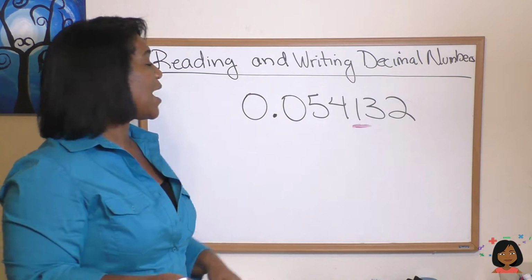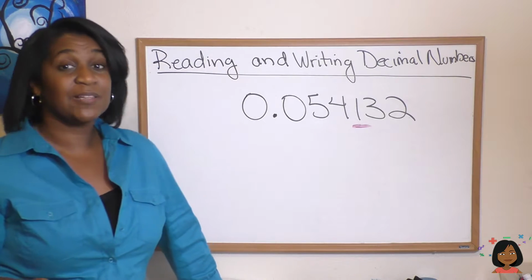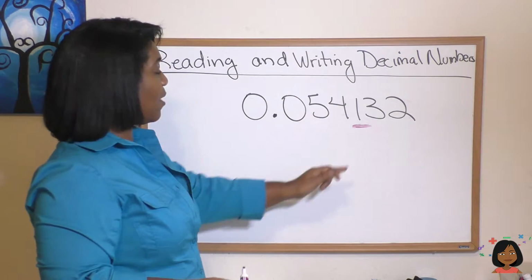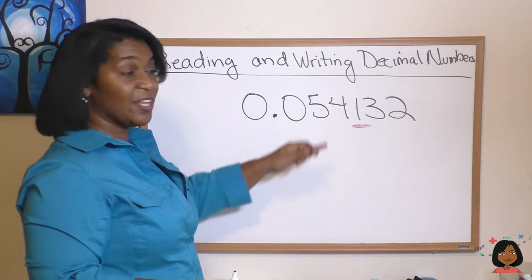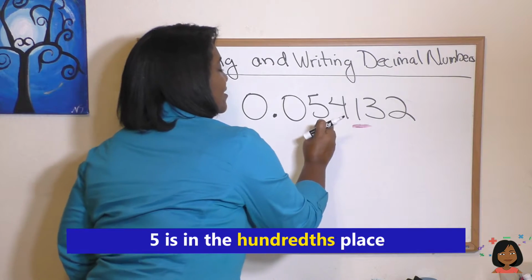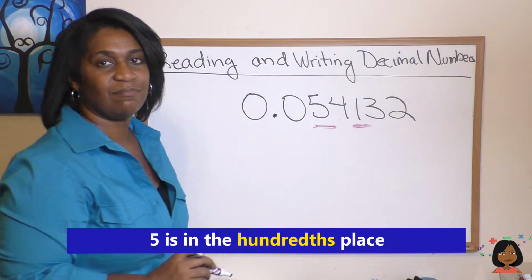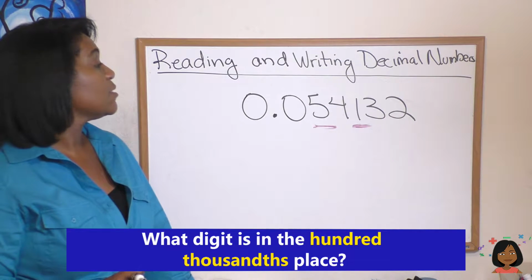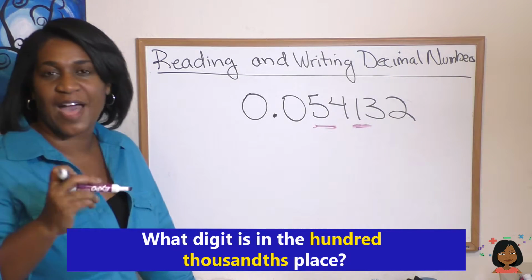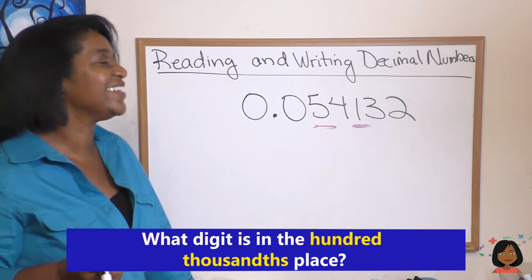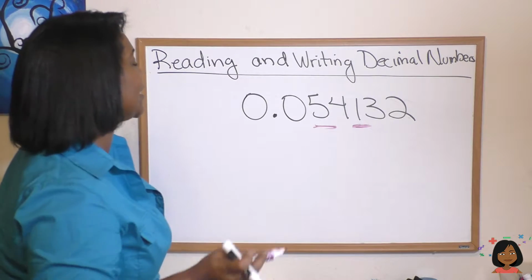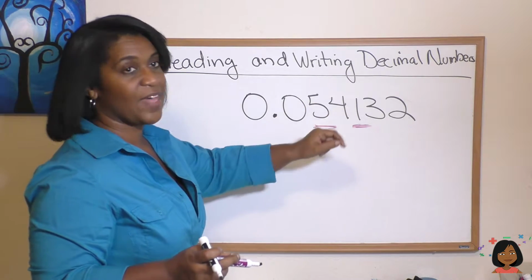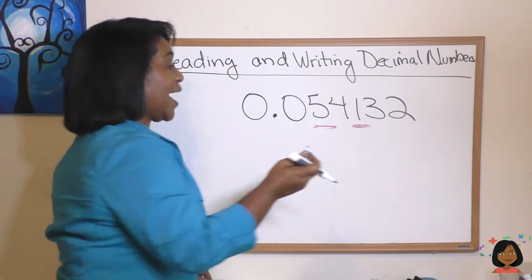What if I reversed it around and I said, tell me what place the 5 is in? Again, we start moving from our decimal out. We know this is the tenths, the hundredths, and there we go. 5 is in the 100ths place. One more. What is in the 100,000ths place? Well, let's go. Tenths, hundredths, thousandths, 10,000ths, 100,000ths place, and that would be our 3.